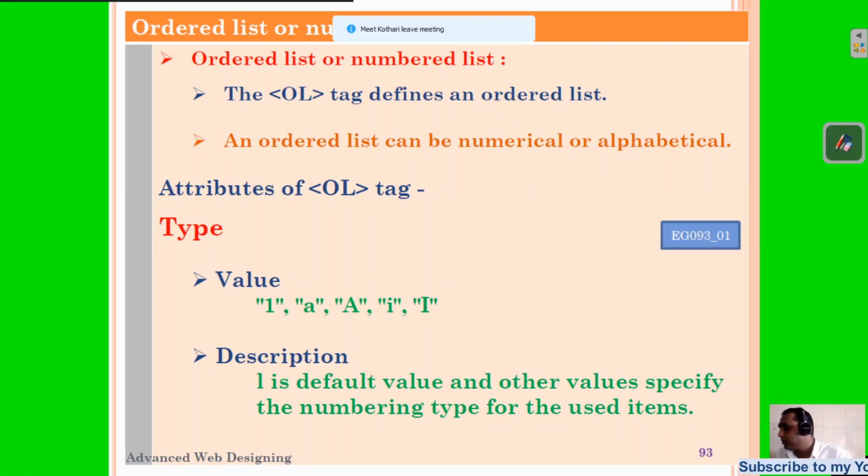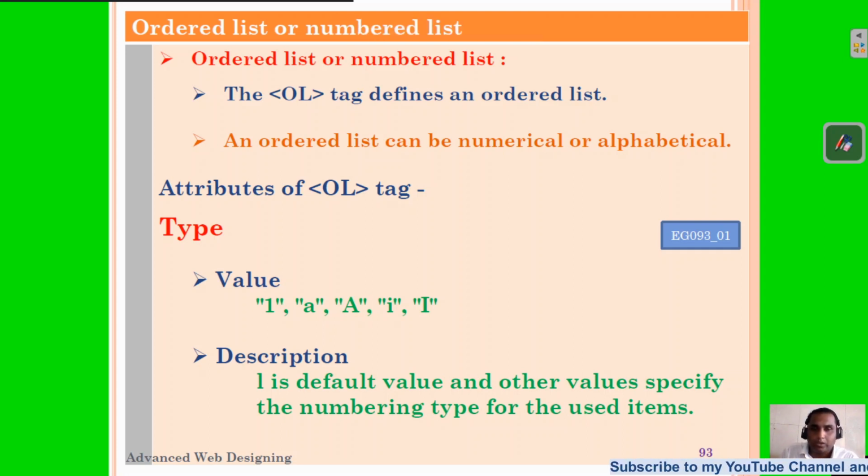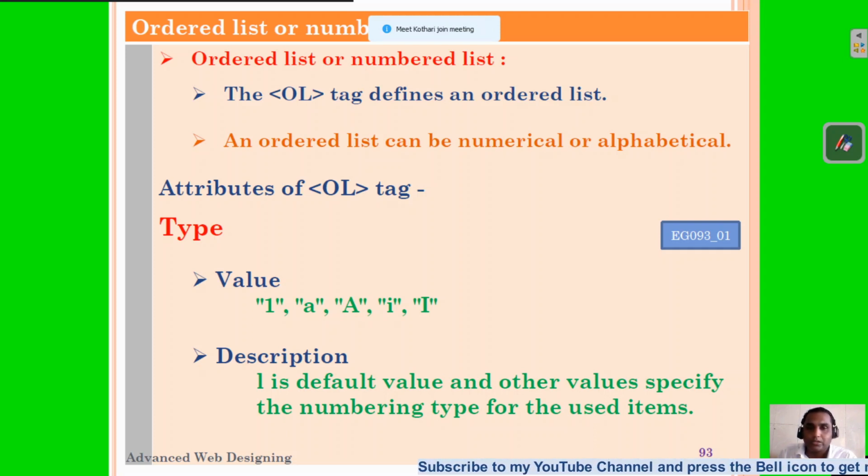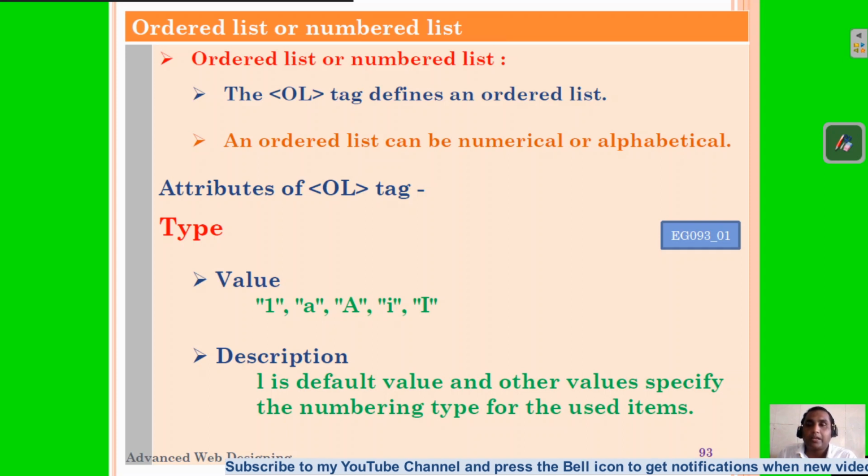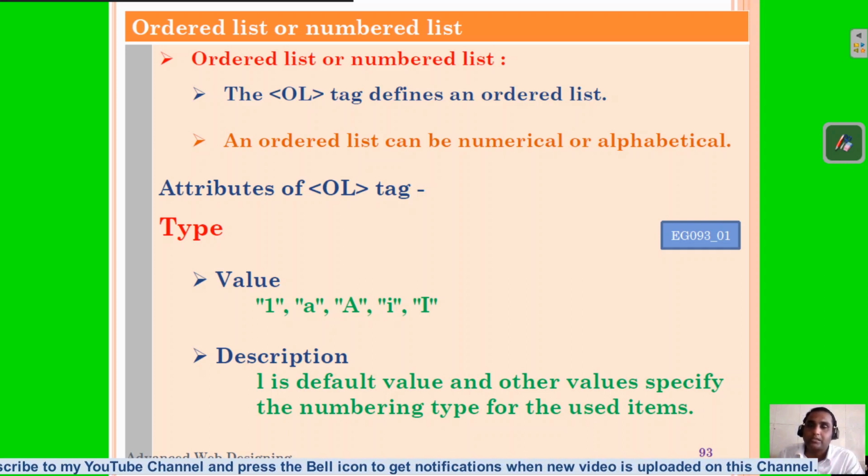Ordered list. Okay, ordered list is a new topic. Till now we have finished CSS. We have completed the CSS, cascading style sheets, how to style the content to be displayed onto the web browser. Ordered list and numbered list is a completely new topic that we will be understanding tomorrow.